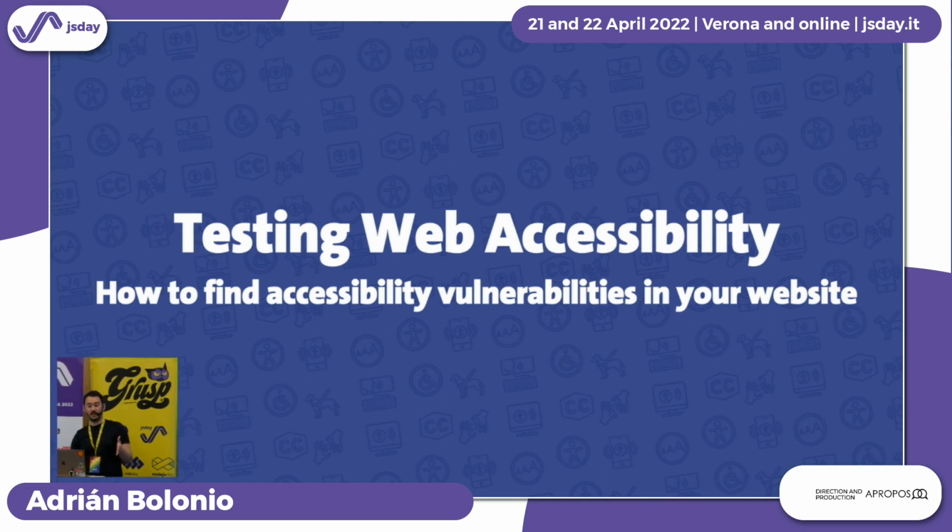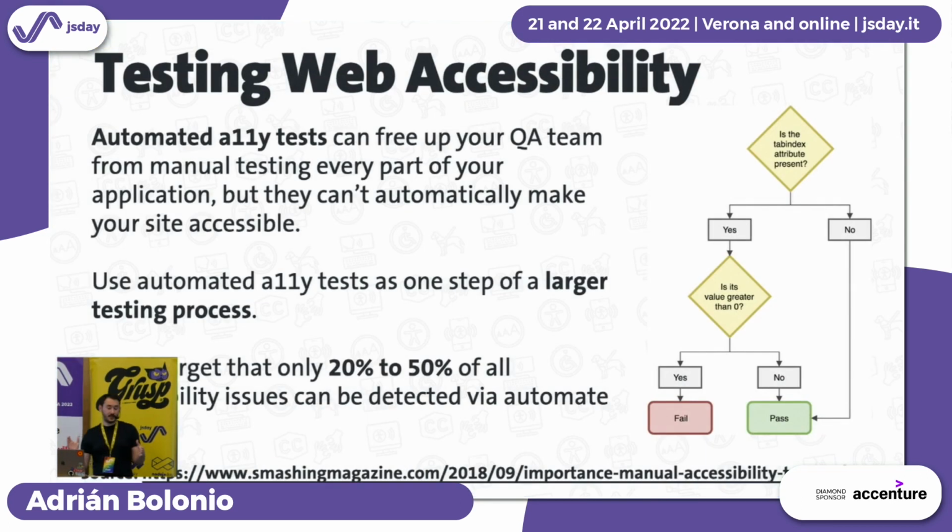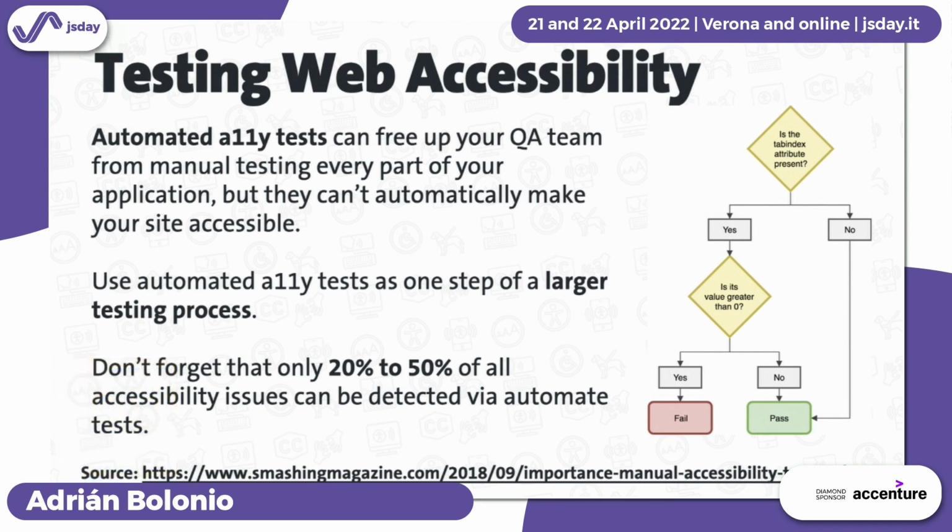So yeah, let's go to the main topic. Let's see how we can test the code that we write. Testing is super cool, not only for accessibility, but for web development in general. It can find a lot of vulnerabilities in our code. And automated tests are super good. They can free up your QA team or yourself when you're manually testing every part of your application, but it's not magic. Automated tests are not magic.